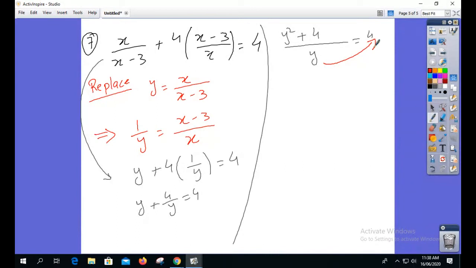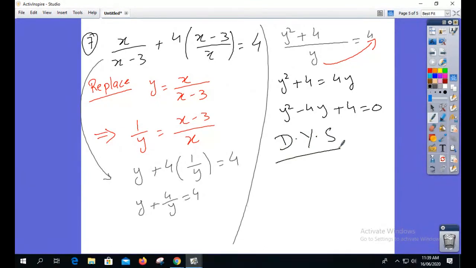This y multiplied by 4 and we have y square plus 4 equals to 4y. y square minus 4y plus 4 equals to 0. Further, you can solve it by yourself. Is it clear to everyone? You can factorize and then back substitution.